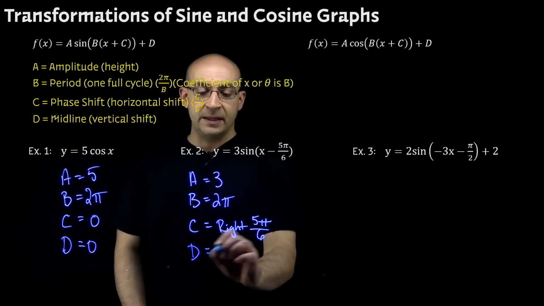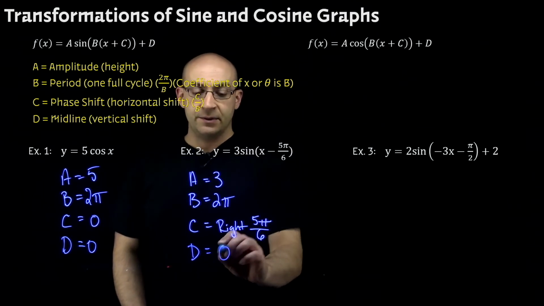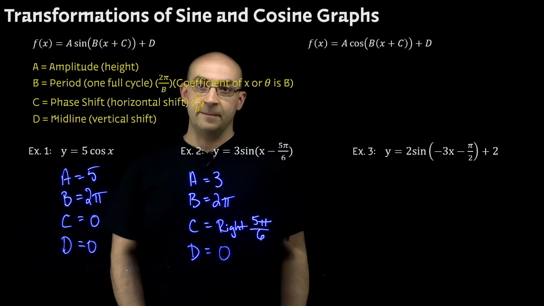D stands for the midline or vertical shift. There is no plus or minus on the end, so there is no vertical shift up or down. Okay? Let's move on to number 3.